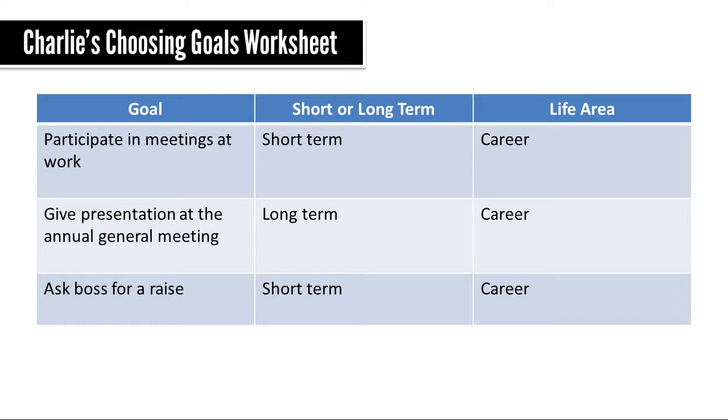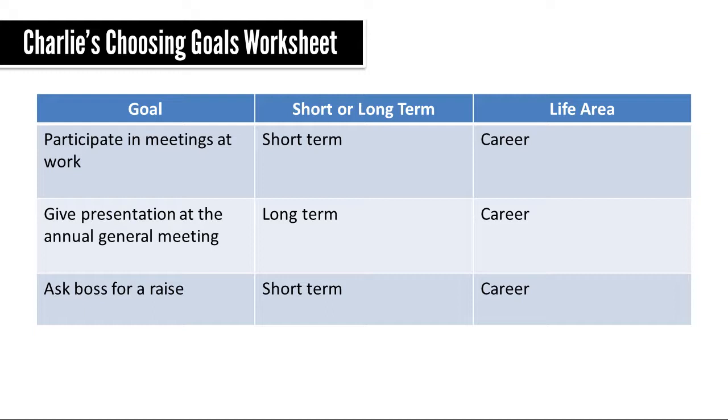Charlie's choosing goals worksheet looked like this. His first goal was to participate in meetings at work, which is a short-term goal in the life area of career. Now you'll notice that Charlie chose to work entirely in the domain of his career, and that was fine because that was what mattered most to him.